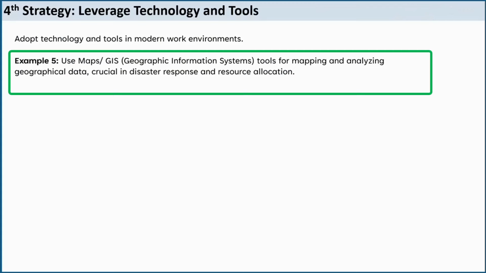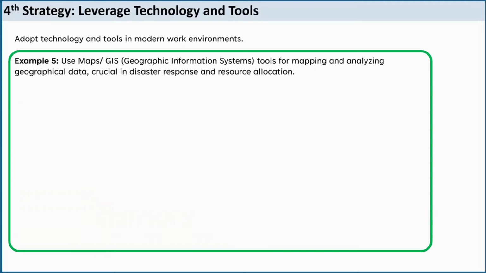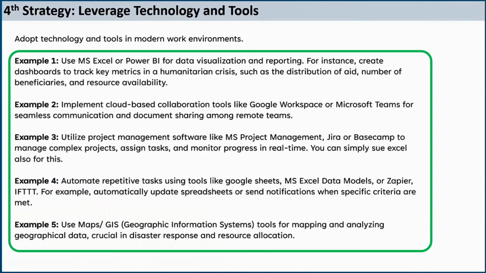Fifth example is to use Maps and GIS tools for mapping and analyzing geographical data, which is crucial in disaster response and resource allocation. So you can use Maps and Excel also, or Power BI also, or you can use GIS. So these are some of the examples related to the fourth strategy.